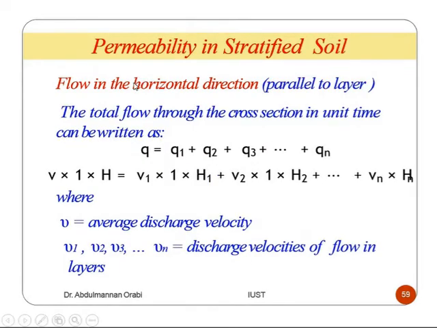Now, flow in a horizontal direction, like parallel to layer, the total flow through cross section in unit time can be written as Q equals the summation of Q1, Q2, Q3 and Qn, for as many layers as there are.